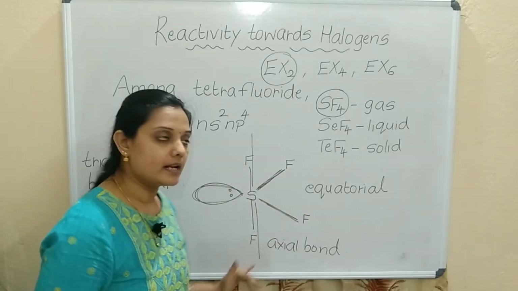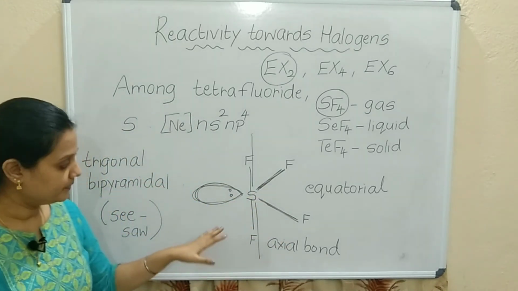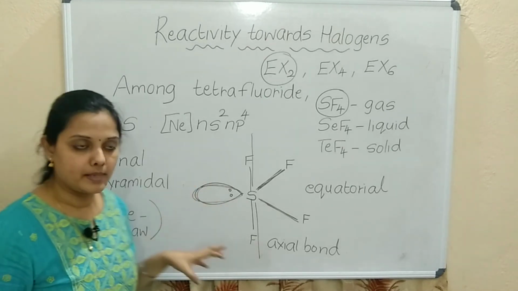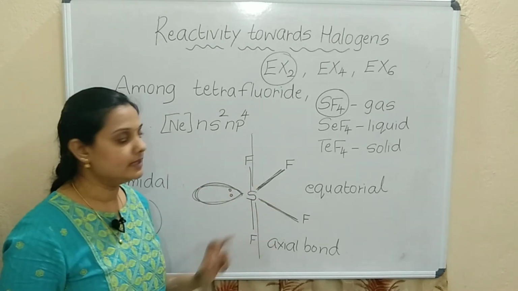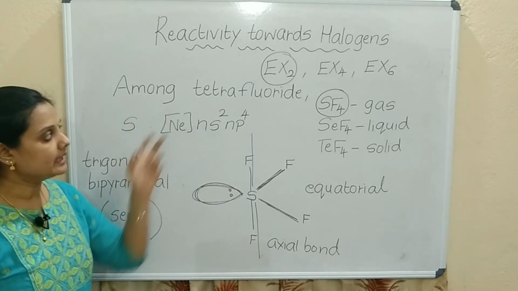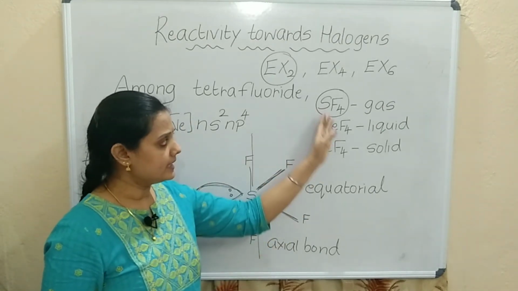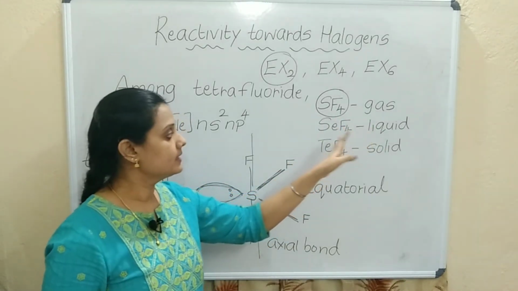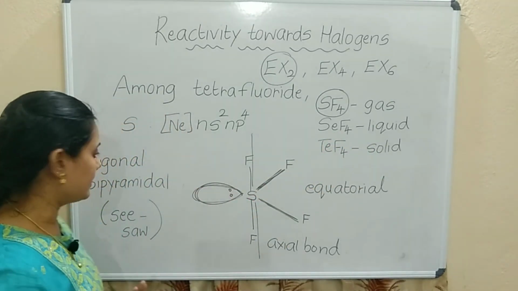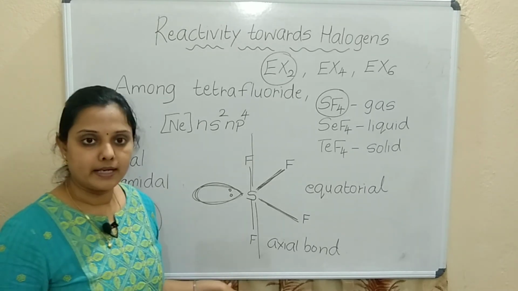Okay, and why are they arranged in this way? Just to minimize repulsion, because the lone pair of electrons is there, correct? So to minimize repulsion, they are arranged in this way. So hope it is clear to you. Among the tetrafluorides, we are just giving an example. SF4 exists as a gas, SeF4 liquid, TeF4 solid, and one example we have given here. They will exhibit Sp3D hybridization.